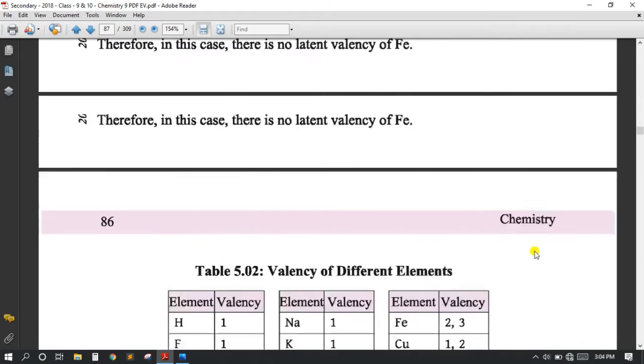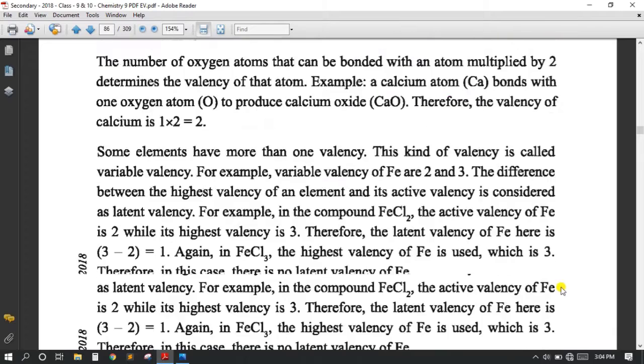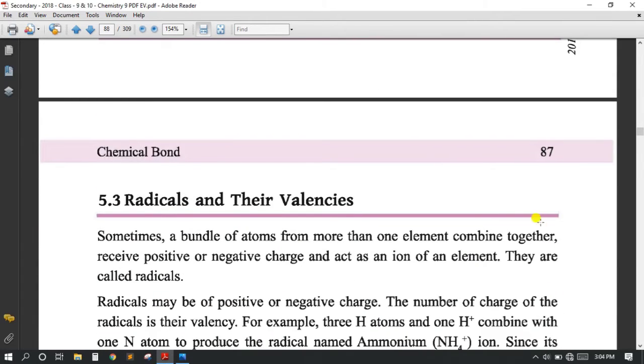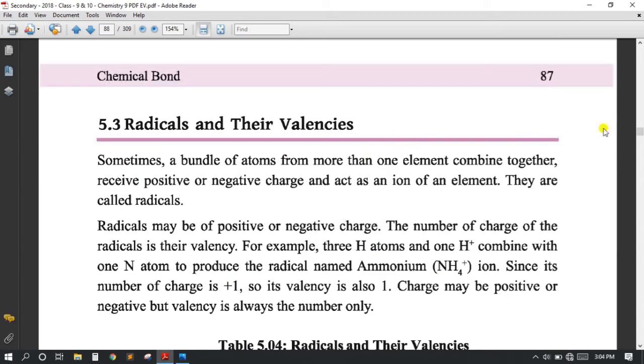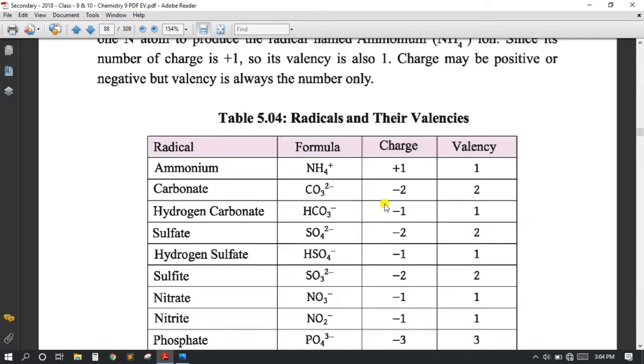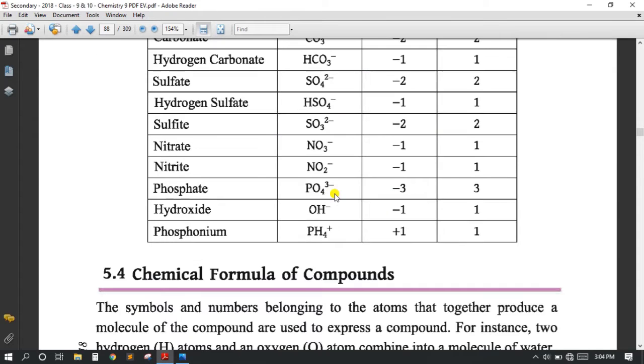In my last class, I told about this valency and about this valency chart. Now this is page number 87, and today I shall talk about radicals and their valencies. So this is in section 5.3. It is given that sometimes a bundle of atoms from more than one element combined together receive positive or negative charge and act as an ion of an element. They are called radicals. So there is a valency chart given here.